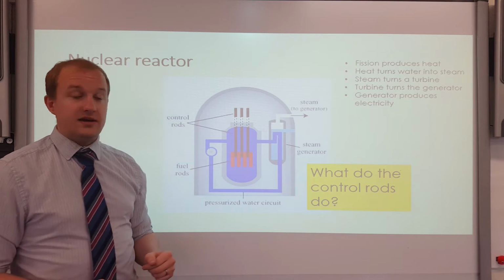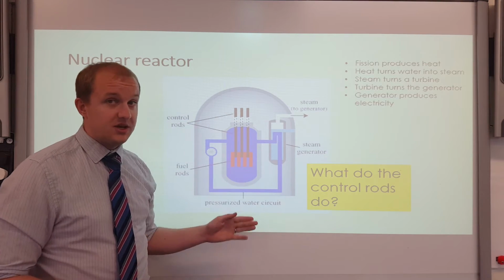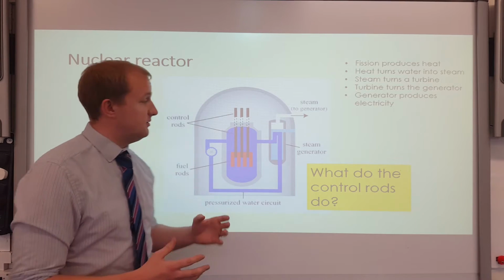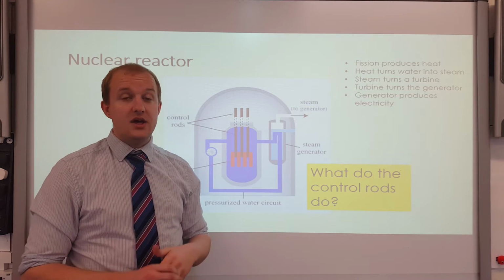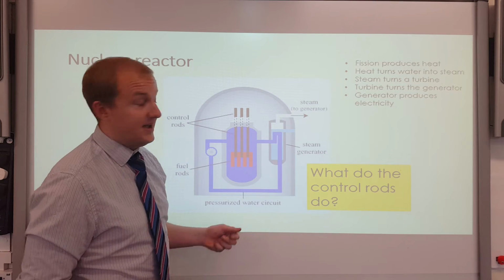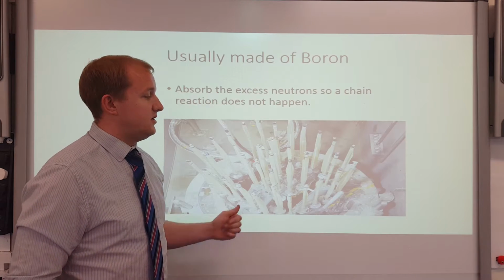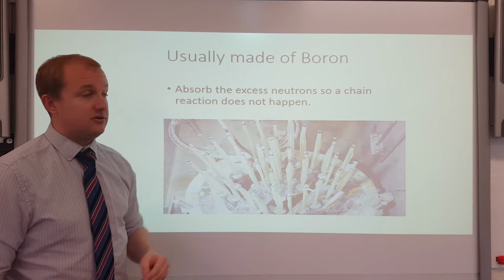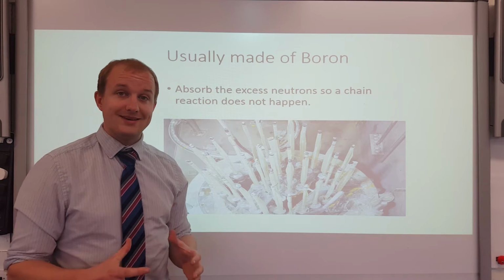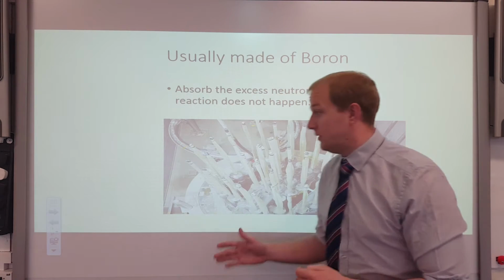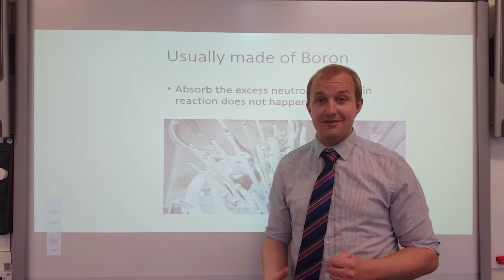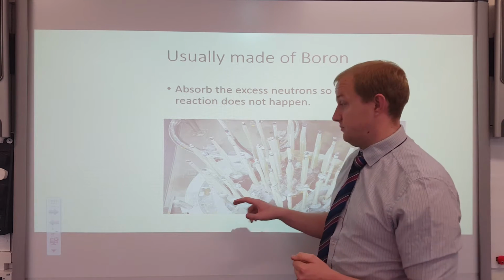Inside our nuclear reactor, we have control rods. These control rods regulate what is going on in the nuclear reaction to make sure that we don't have a catastrophic accident. The control rods are often made out of boron. These absorb excess neutrons and enable the reaction to continue safely at a non-critical level.